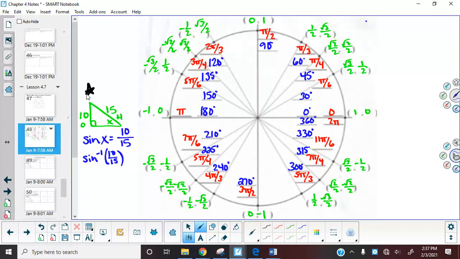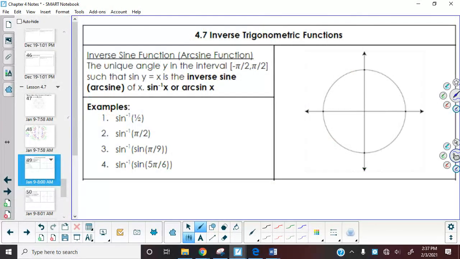What you just did is an inverse trig function. So you are actually figuring out what angle gives you that ratio of 10 over 15. Now, today what we're looking at is exactly the same concept. We are also just throwing in that this has another name called arcsine. So if you look here, that's going to be the same thing. That is an inverse function.